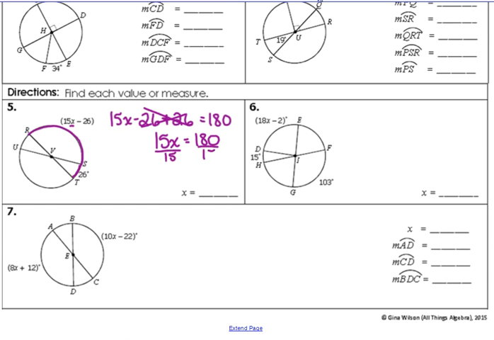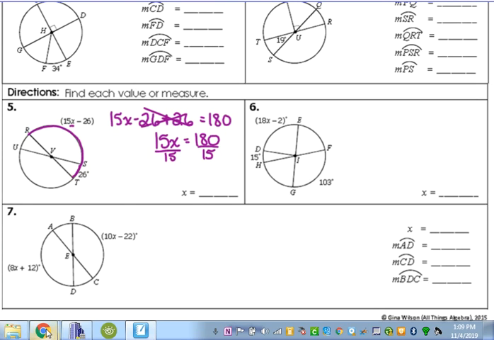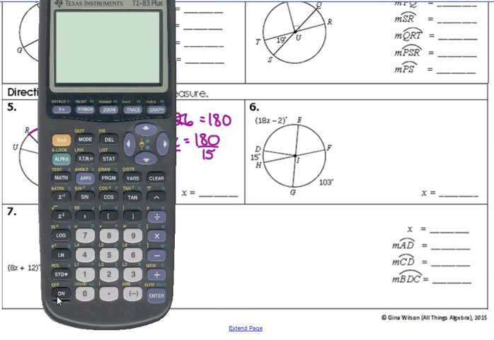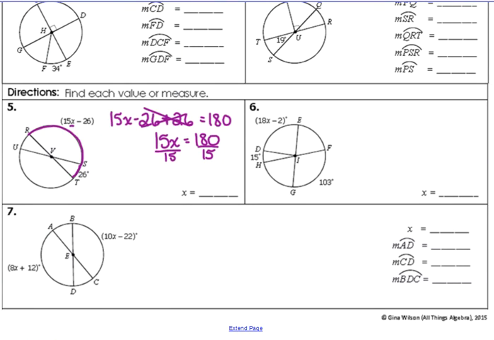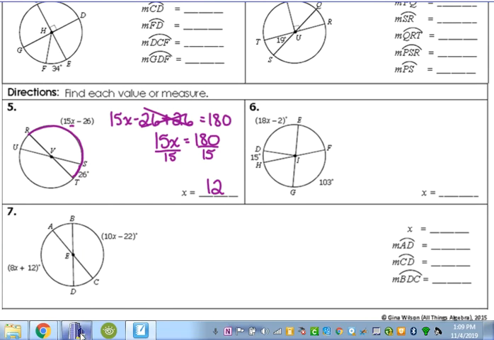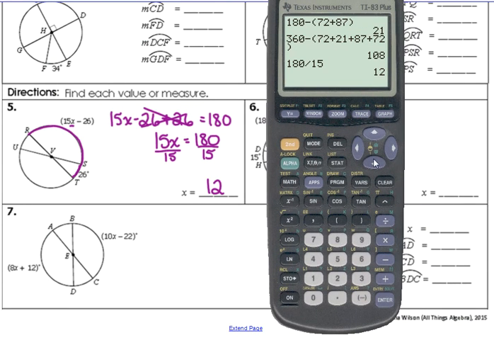So when we divide both sides by 15, 180 divided by 15, I'm not going to risk screwing this one up, 12. We get 12. Now, if you really want to be thorough and check that, go back and plug it in. 15 times 12 minus 26 plus 26 should give you 180, and it does.